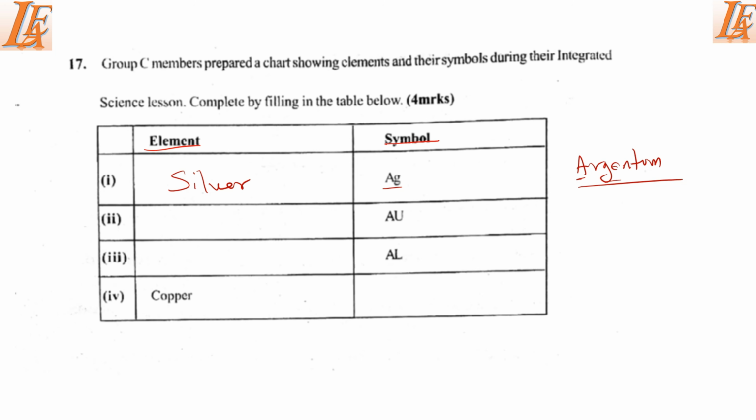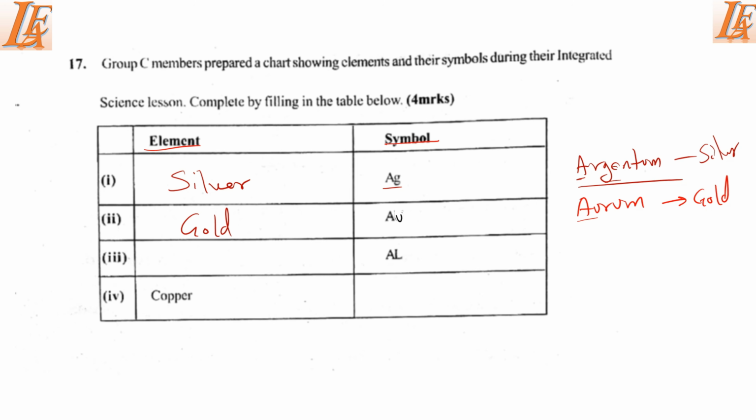Then the second symbol in this case is capital A, small u. A, small u represents an element we call gold. This argentum we have said is the Latin name for silver. So we also have gold. The Latin name for gold is aurum. That is the chemical name for gold. So we get the chemical symbol from the first two letters.